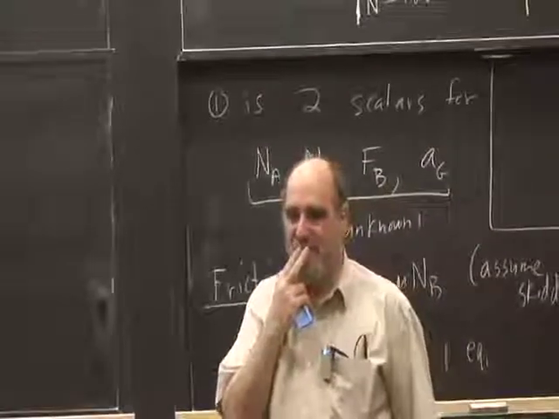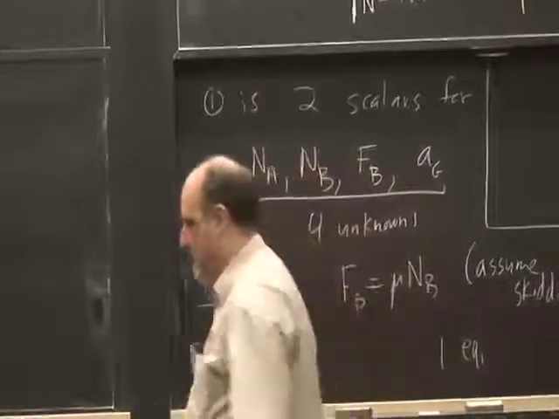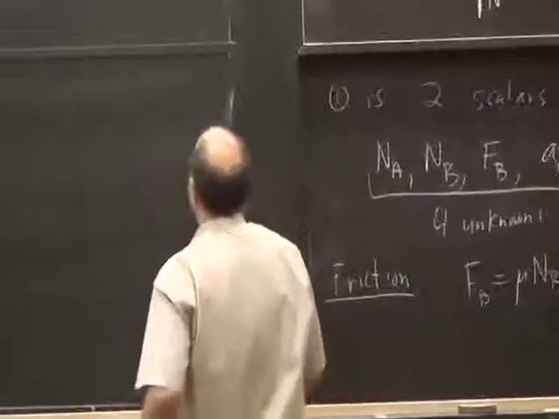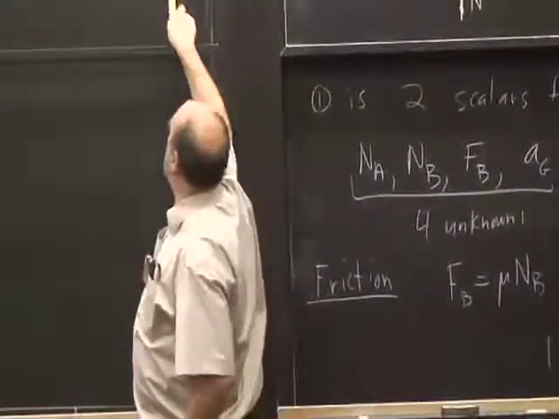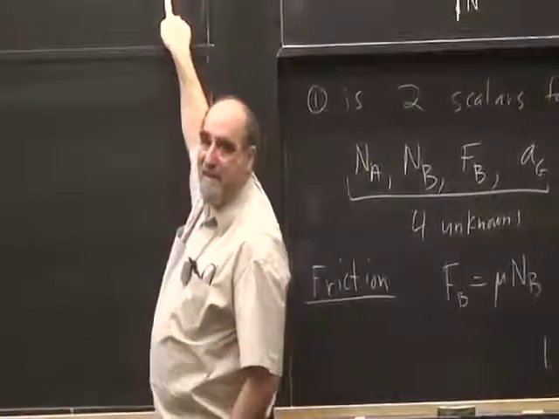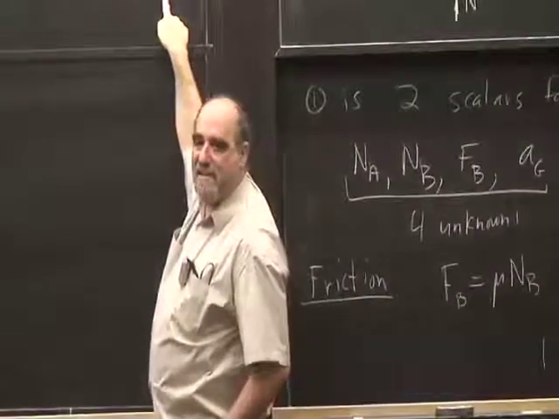Good. Is it the constraint that the acceleration of the center of gravity is in the x direction? So we've already used that here. If I didn't use that, I would actually have five unknowns. I'd have a vertical acceleration and a horizontal acceleration.